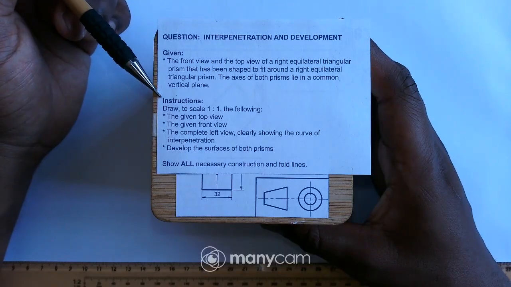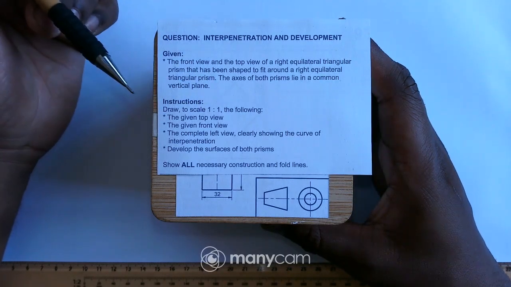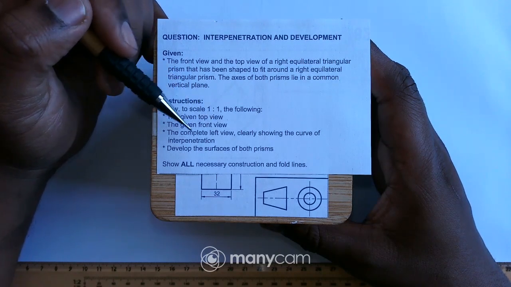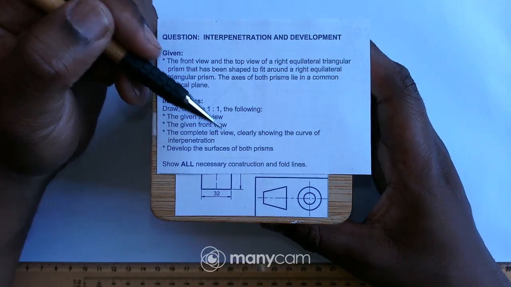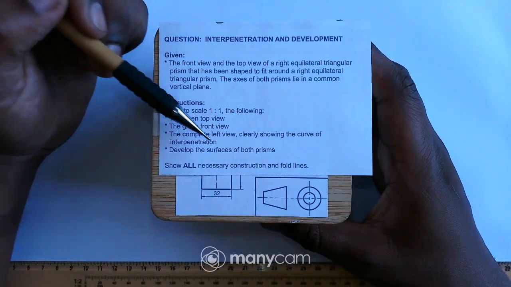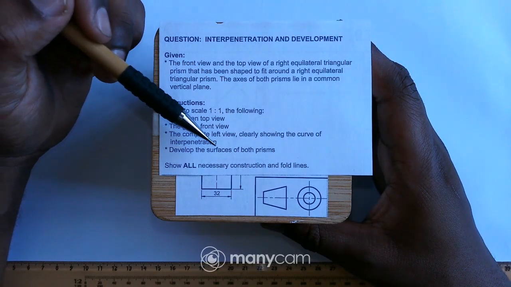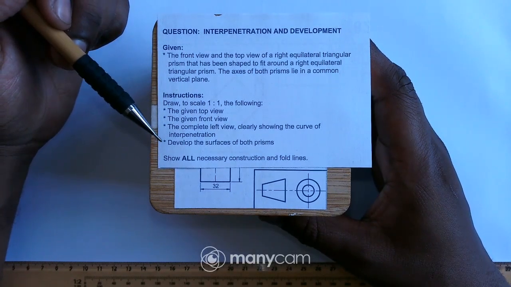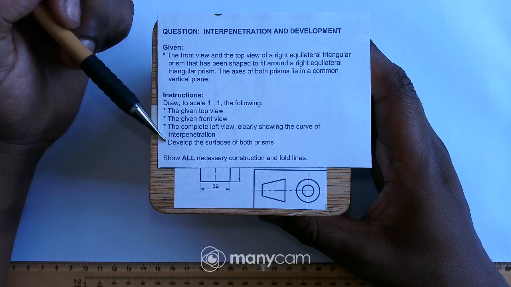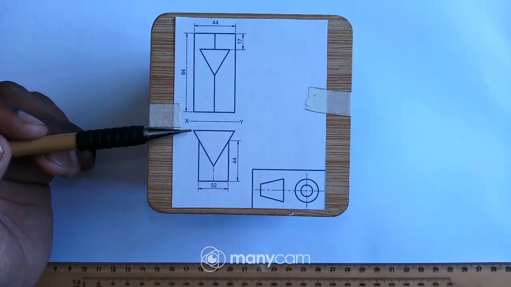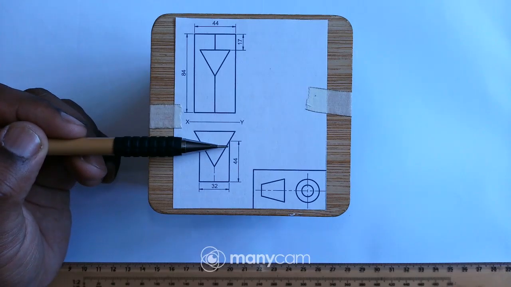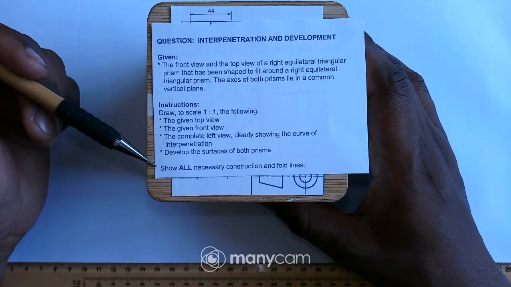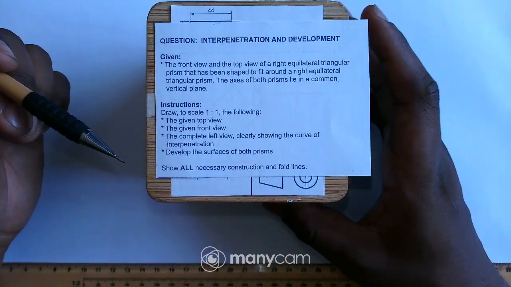Instructions: draw to scale 1:1 the following views. So we have to draw the given top view, the given front view, the complete left view, clearly showing the curve of interpenetration. Develop the surfaces of both prisms. So that means after drawing the three views, we'll have to develop the surfaces of both prisms. As you can see here, we have this prism and this prism here. So we have two prisms that are connected together. Lastly, show all necessary construction and fold lines.